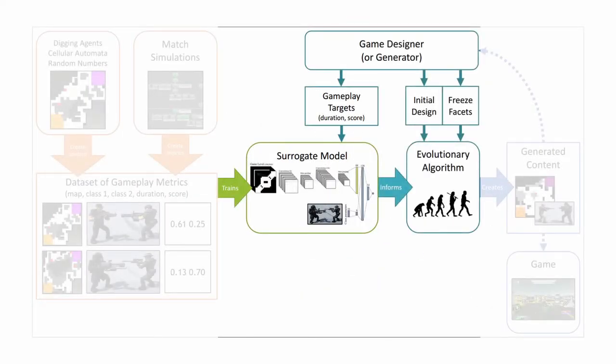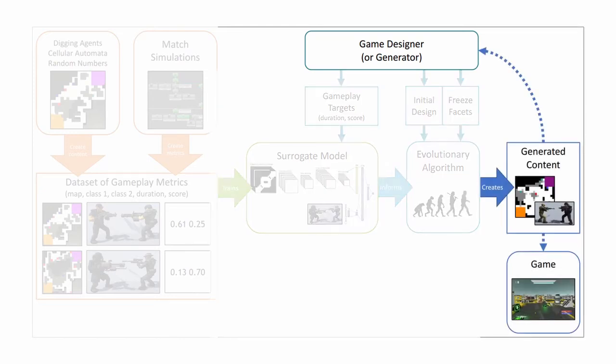The evolutionary algorithm receives a gameplay target and an initial design from the game designer. The designer can then decide which facets can be adjusted: the map, the classes, or both. Given this information, the system then uses one or more generators to search the design space based on the predictions of the model. The output of the system is either presented to the designer for further adjustments or put directly into the game.